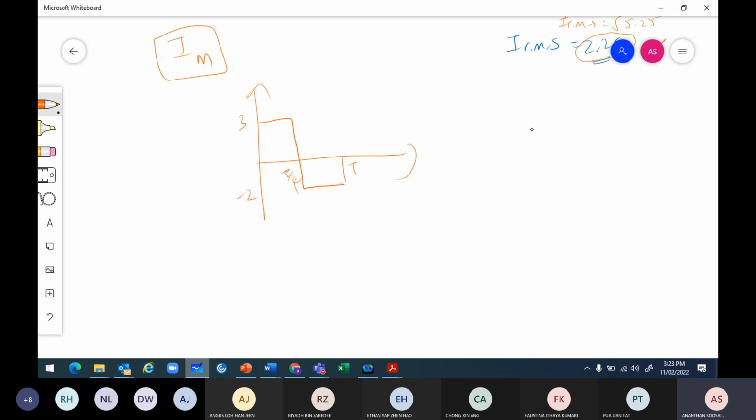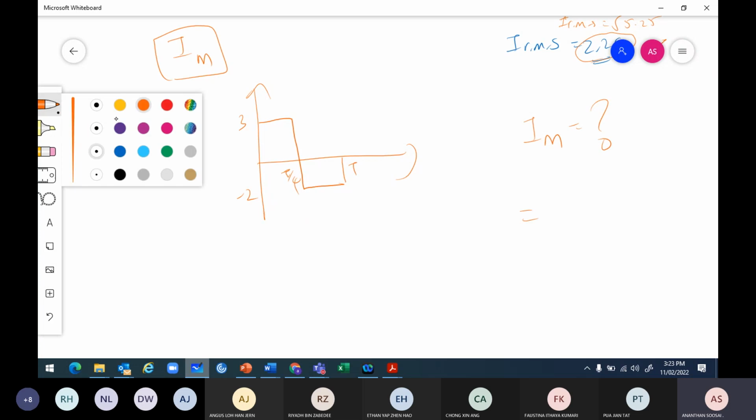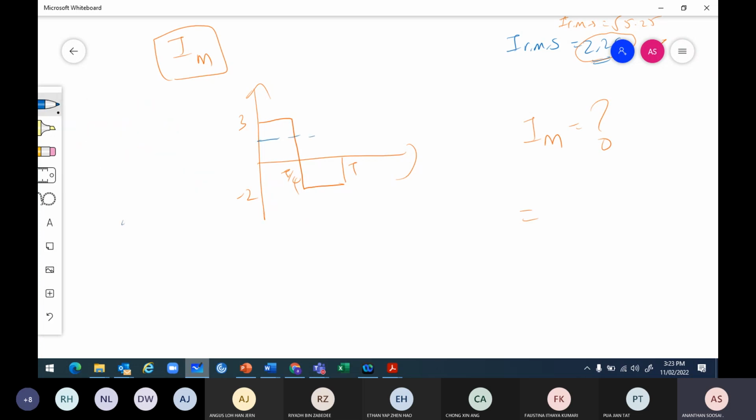Now they ask you to find the mean current. Okay, mean current, you do the same thing. The area, we convert to a rectangle again. The height is the I mean. But the area, we never square it, of course. The area on top of the graph we take as positive. The bottom area, we treat as negative.